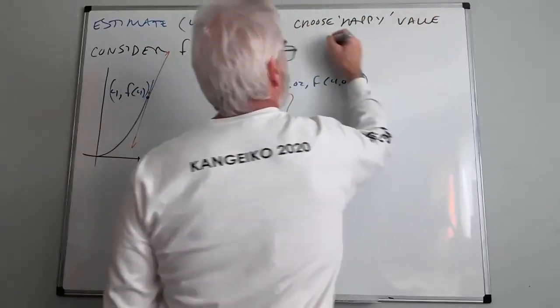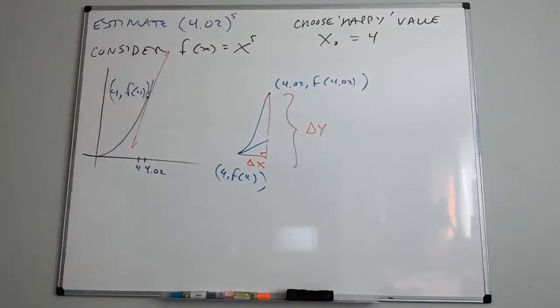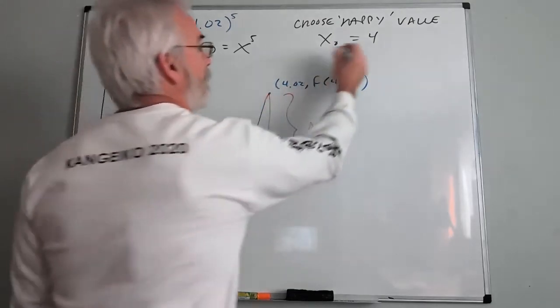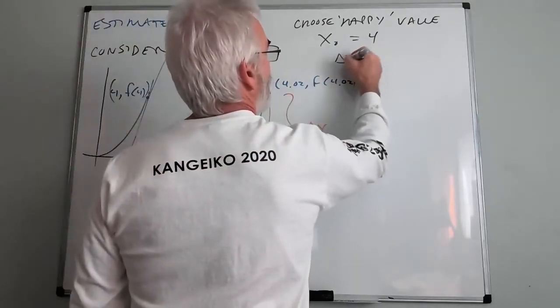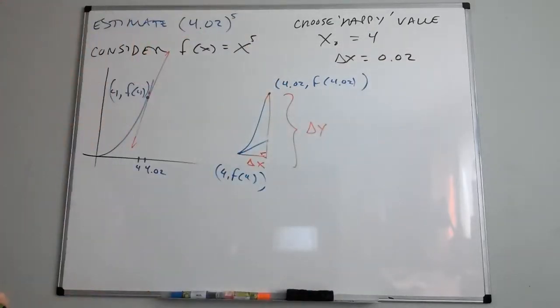So we're going to choose, and we'll call it x0, because x0 always means starting point. And then what I'm going to do is shift a little bit. And then that would mean that the delta x is 0.02. That's my little bit of change in x.